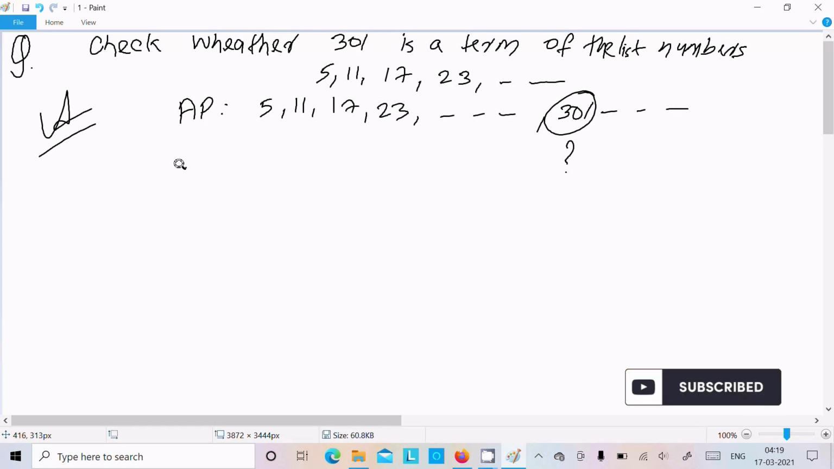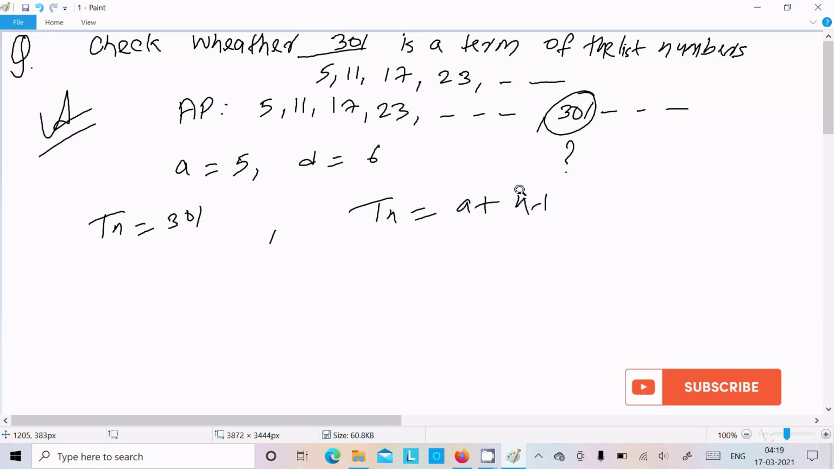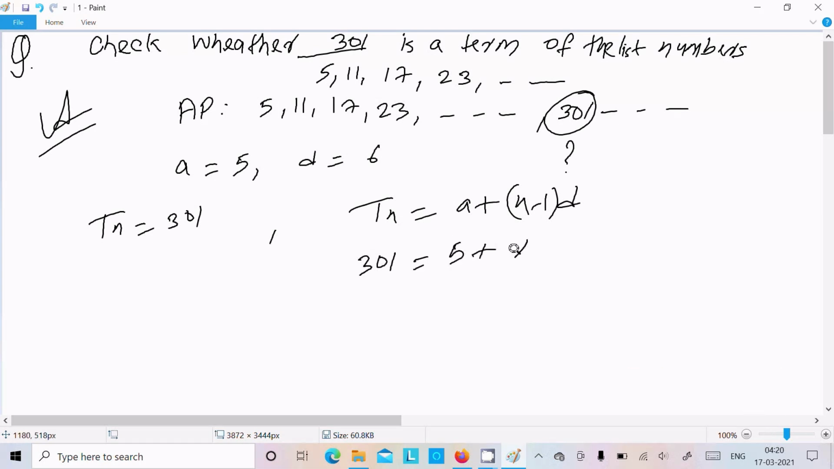So this is the AP. Here a is the first term, 5, and d is the common difference, that is 11 minus 5, 17 minus 11, that comes to 6. Now here Tn is given as 301. We know the formula Tn equals a plus (n minus 1) times d. So Tn value is 301, a value is 5, n value we need to calculate, and d value is 6.